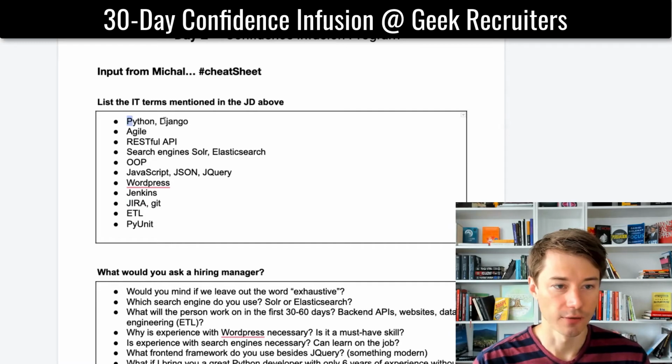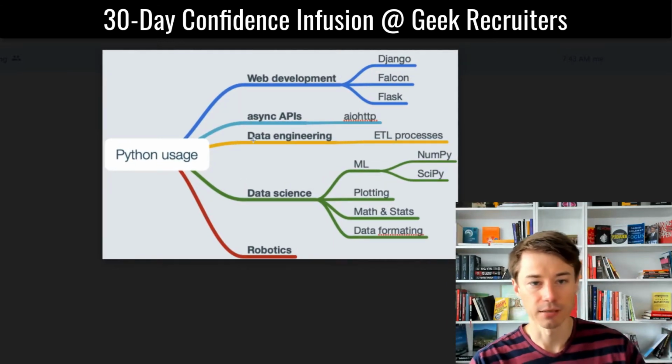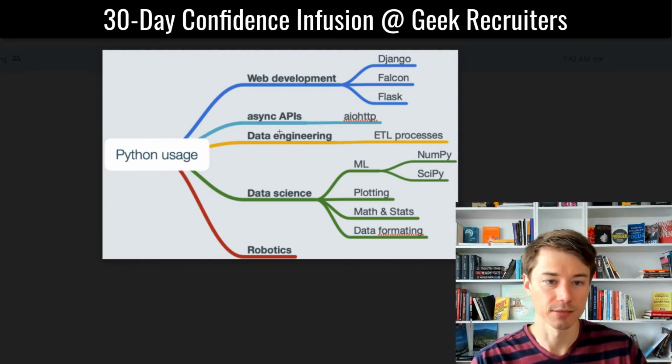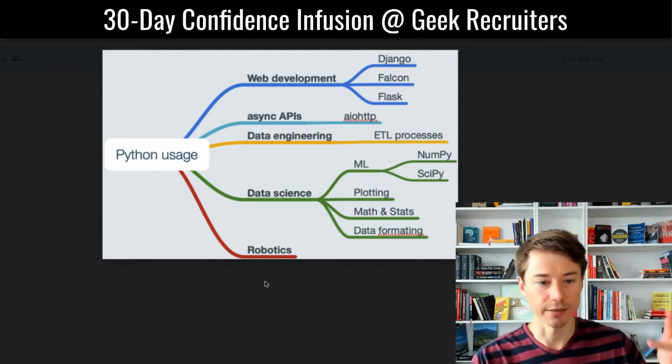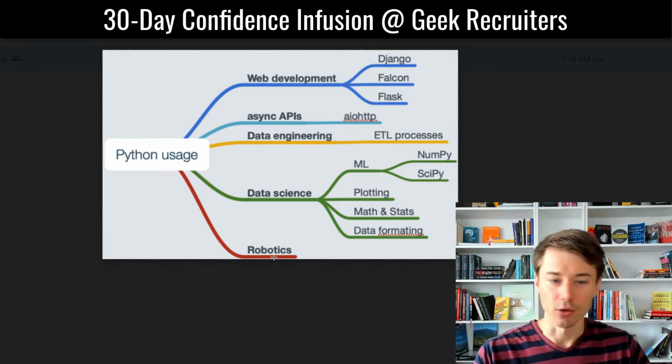So for Python and Django, I will open up this mind map again. So you can see that Python can be used for web development, for asynchronous APIs, for data engineering, data science, and robotics/IoT.